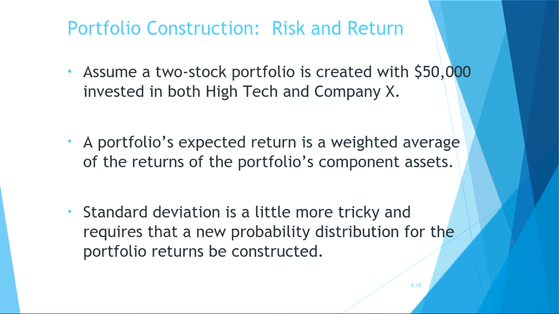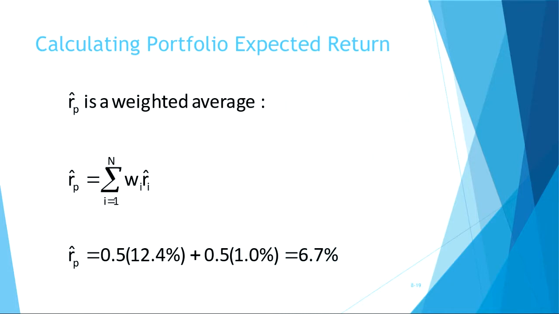So in this case, what's the expected return? The high-tech company offers you 12.4%, and company X offers you 1%. So what's the expected return of your portfolio? I'll show you. Your expected return is basically the weighted average. 50% should come from the 12.4, and the other 50% from the 1%. So on average, your portfolio return should be equal to 6.7%, right? This is the expected return of your portfolio. Is it clear? Any questions up to now? This is the easiest part for the portfolio.